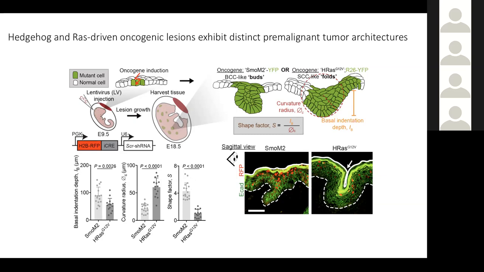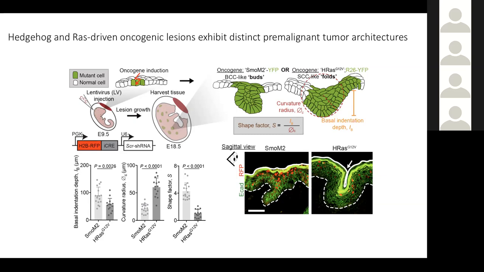I'll say that the take home here is that for this shape factor S, these budded lesions that we get from hedgehog pathway activation are of a high shape factor, and these folded lesions that we get from RAS MAP kinase pathway activation have this low shape factor.